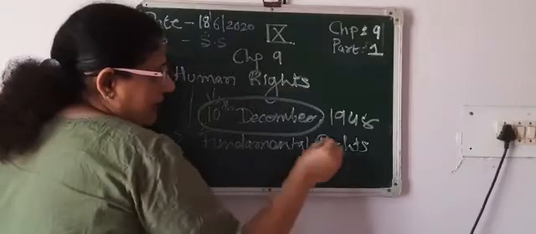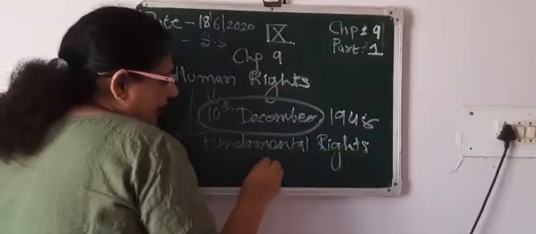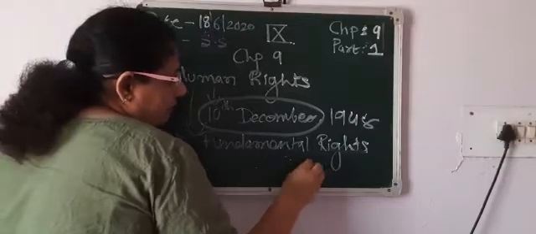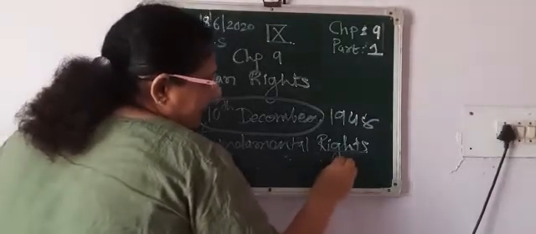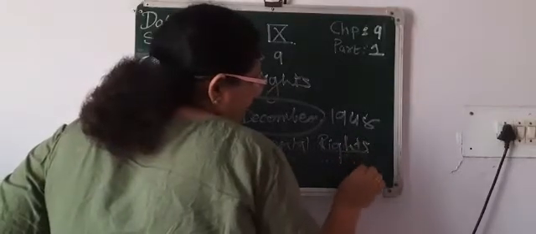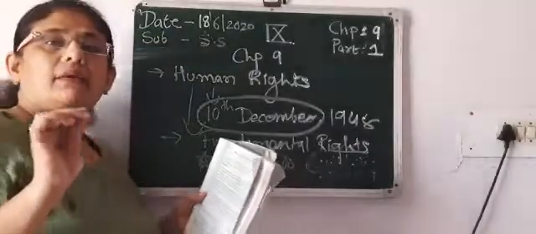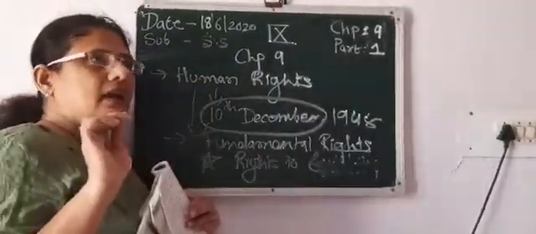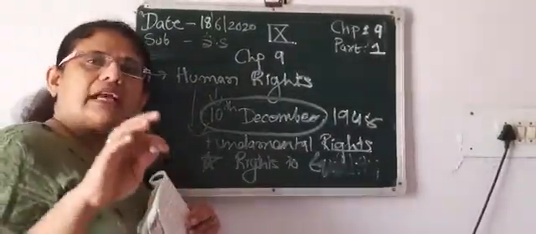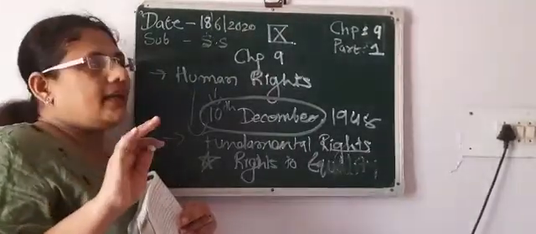Now in fundamental rights what we are going to discuss is the right to equality. Sorry. Now what is right to equality? Equality का मतलब क्या होता है? Means we are living in a society and in society we all should be treated equal.